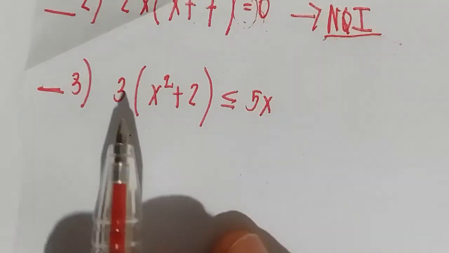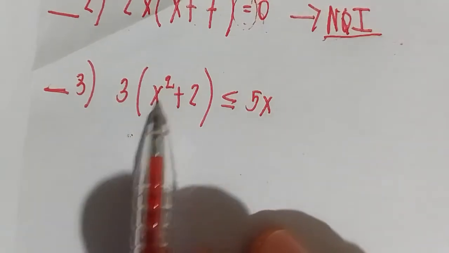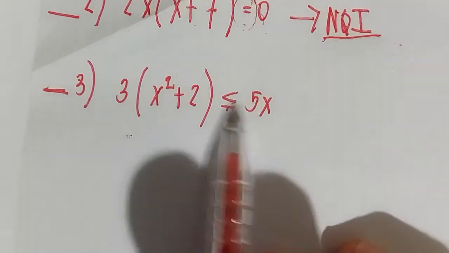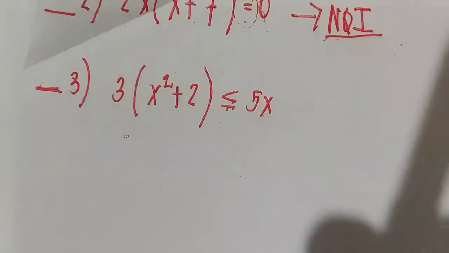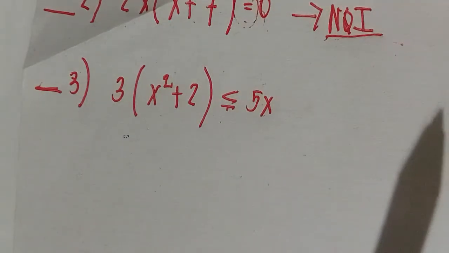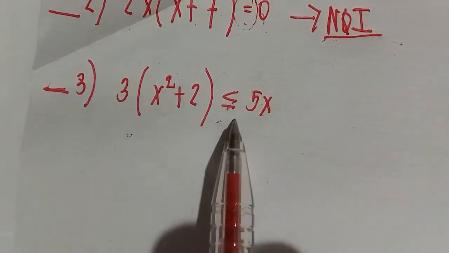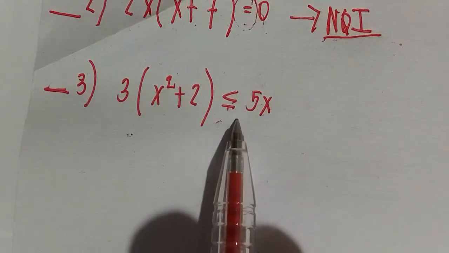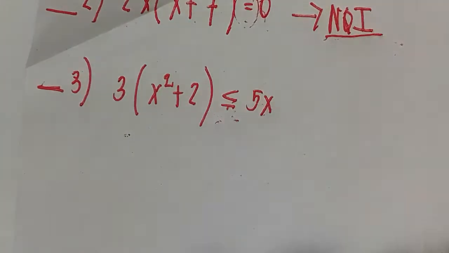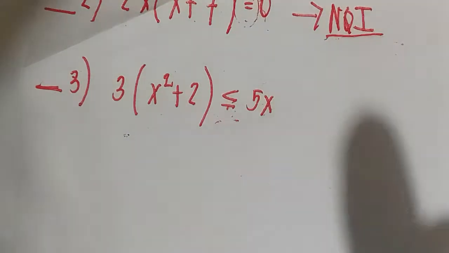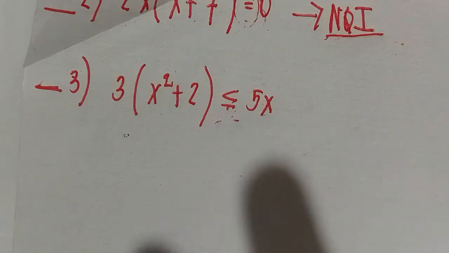For example number 3, we have 3 times the quantity of x squared plus 2 is less than or equal to 5x. So first condition, it must use an inequality sign. Let us try to see. Here is our inequality sign. And yes, it is correct, less than or equal to. So it is checked on condition number 1. Proceed to condition number 2.